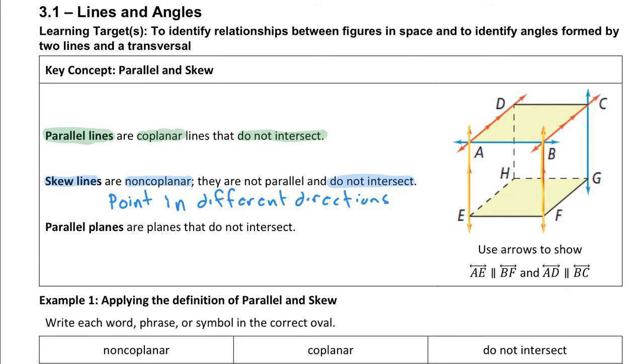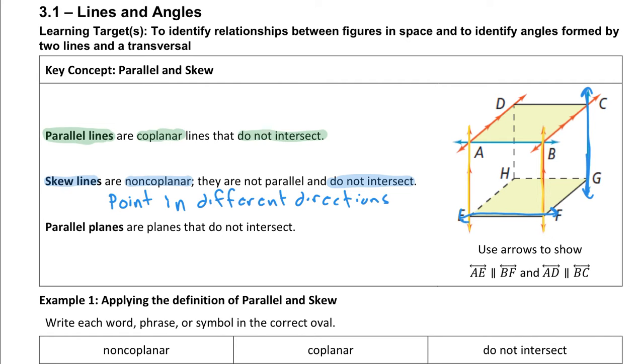So an example of skew lines, I'm going to do CG, okay, CG and EF. That's an example of skew lines. They are not part of the same plane, and they do not intersect. So we just think about those as lines that are not part of the same plane that do not intersect. So lines that don't intersect that are pointing in different directions.